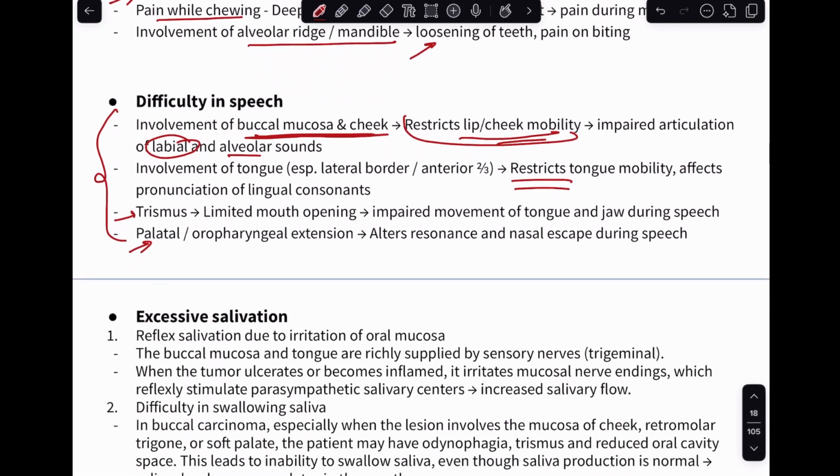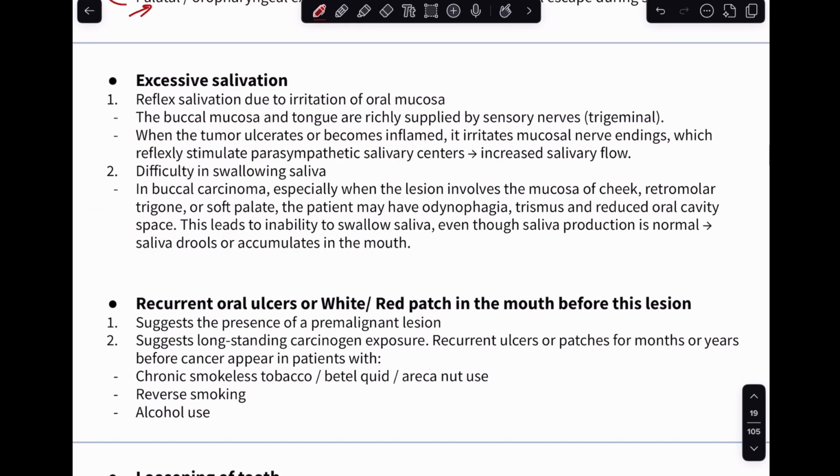Next is excessive salivation. Reflex salivation can occur when there is some irritation happening to the oral mucosa. An ulcer is an irritation to the oral mucosa, and because the buccal mucosa is very richly supplied by sensory nerves, we will have this reflex salivation. Because of the ulceration or inflammation, it will end up irritating the mucosal nerve endings, and when these get irritated, they reflexly stimulate the parasympathetic salivary centers, leading to increased salivary flow. So that is one reason you have increased salivation because of the irritation.